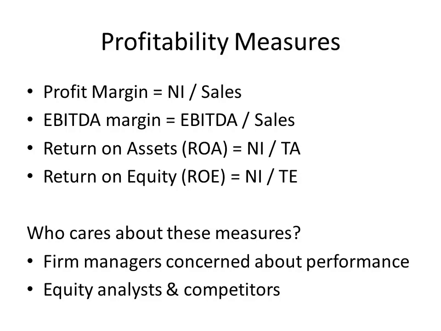We can divide that by sales. Now that should be higher than profit margin because profit margin has interest subtracted out, it has taxes subtracted out, depreciation and amortization also subtracted out.